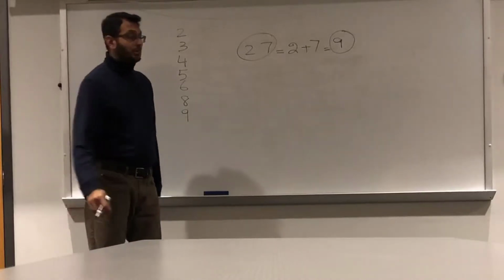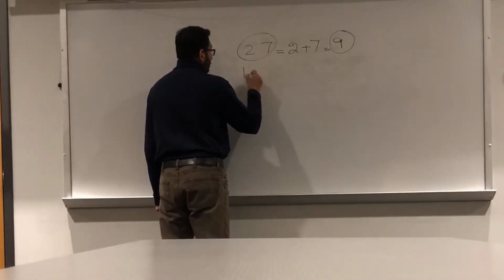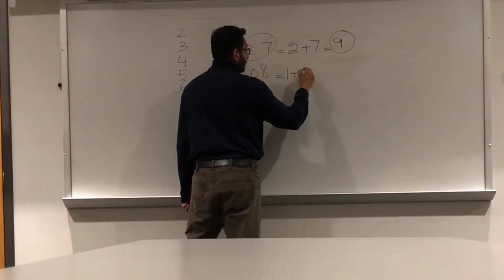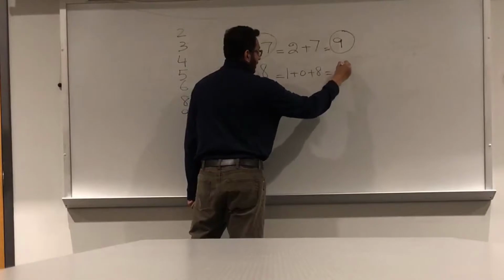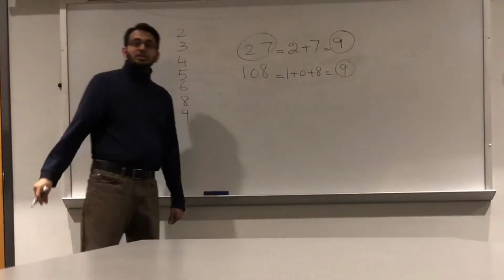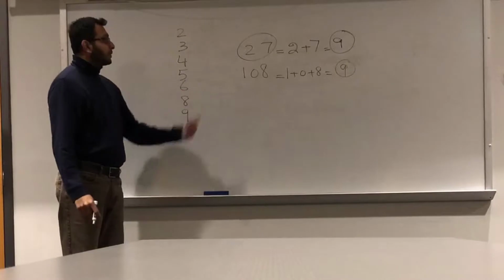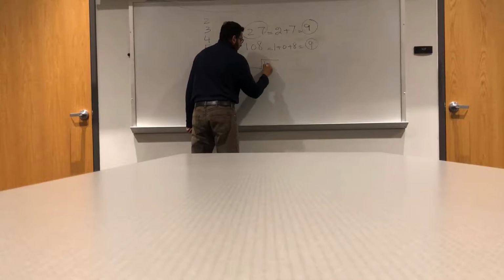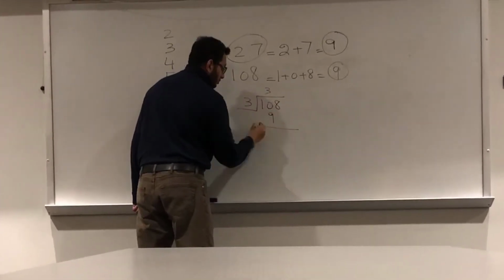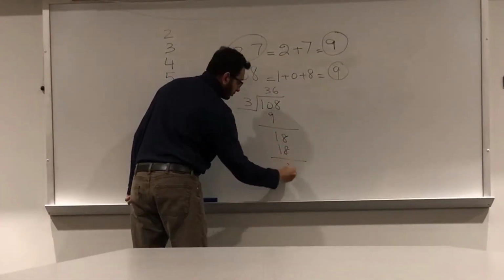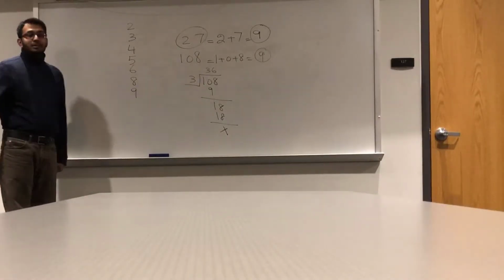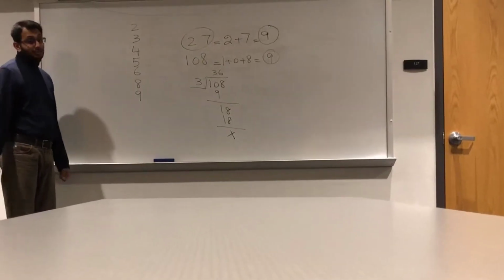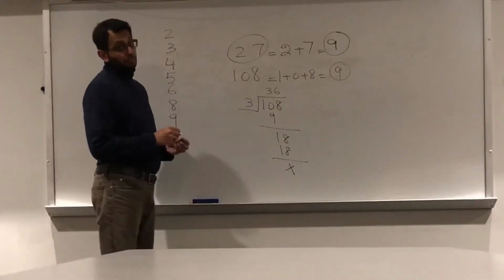Let's have a look at another number. 108. Now what are the digits? 1 plus 0 plus 8. That is 9. Since the sum of the digits is divisible by 3, the number will also be divisible by 3. Let's check. As you can see, 36 times 3 is 108. So 108 is completely divisible by 3. So this is the rule of 3.